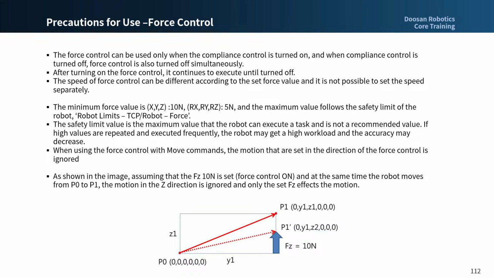And for your information, a separate speed isn't available, and speed varies depending on the set force. So if it is 10 Newton, the speed is generated as seen previously, but if it is 30 Newton, it moves much faster in the direction that applies the force. The minimum value can be set to 10 Newton, and 5 Newton meter for the rotation directions Rx, Ry, Rz.